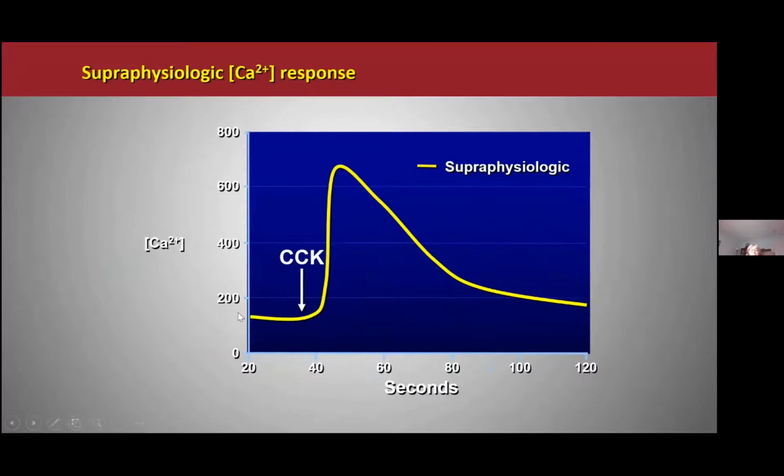However, when we give a much stronger, or what we call supraphysiologic, concentration of cholecystokinin, what's been observed for several years now is that there's not only this initial release from the intracellular stores, but also a sustained increase that actually stays up for a long period of time. That excess calcium then becomes damaging to the organelles of the cell.